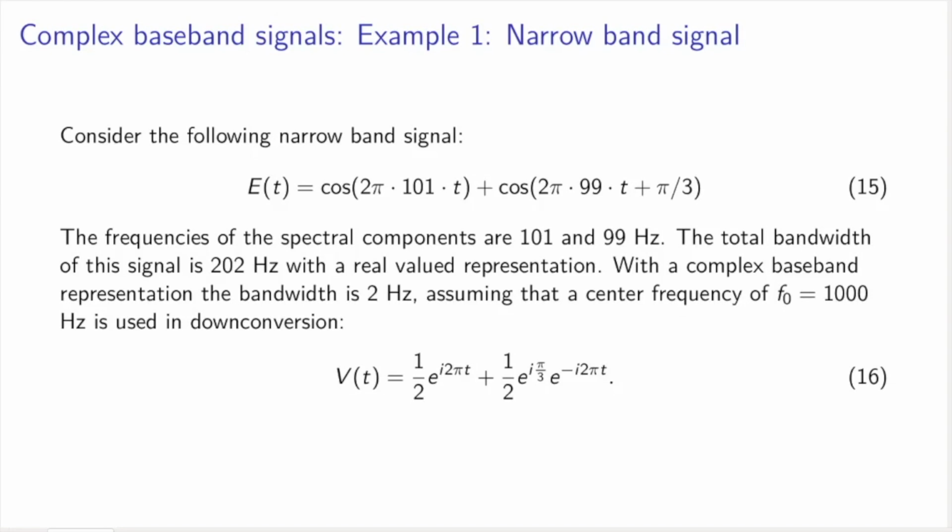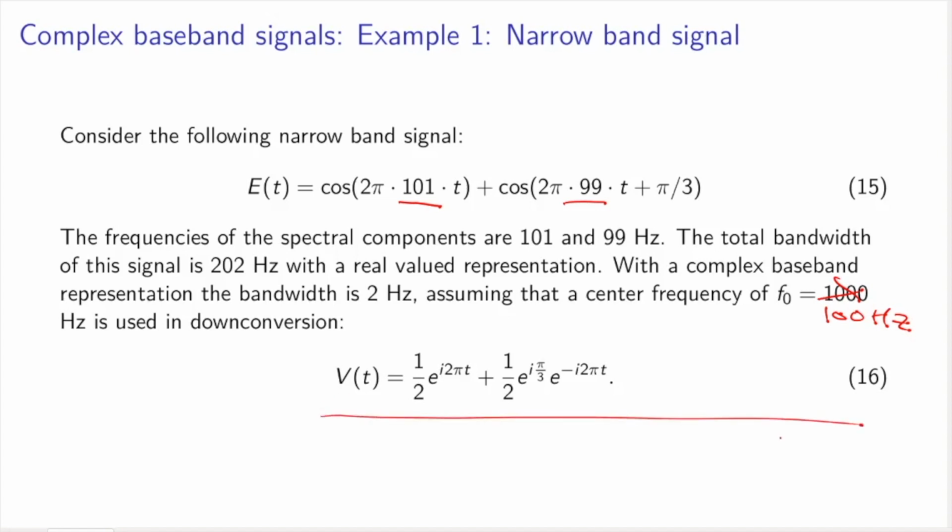Here is an example of a narrowband signal, which consists of two cosine signals with frequencies 101 and 99 Hz. The total bandwidth of this signal as a real valued signal is 202 Hz. A complex baseband representation of the same signal using a center frequency of 100 Hz is shown in equation 16.